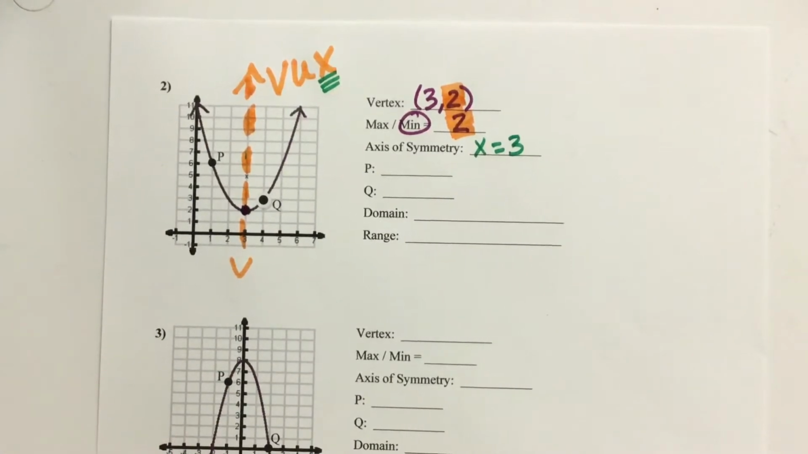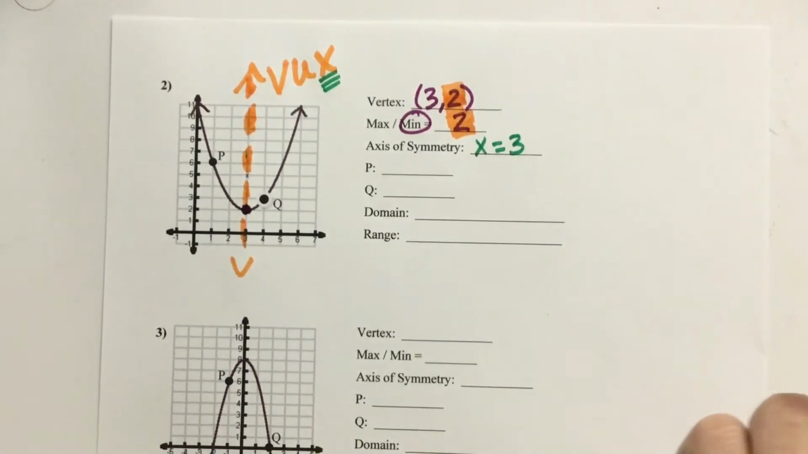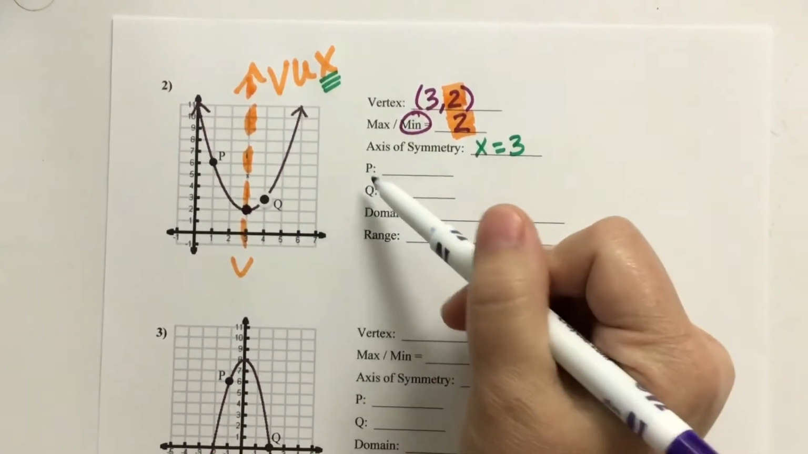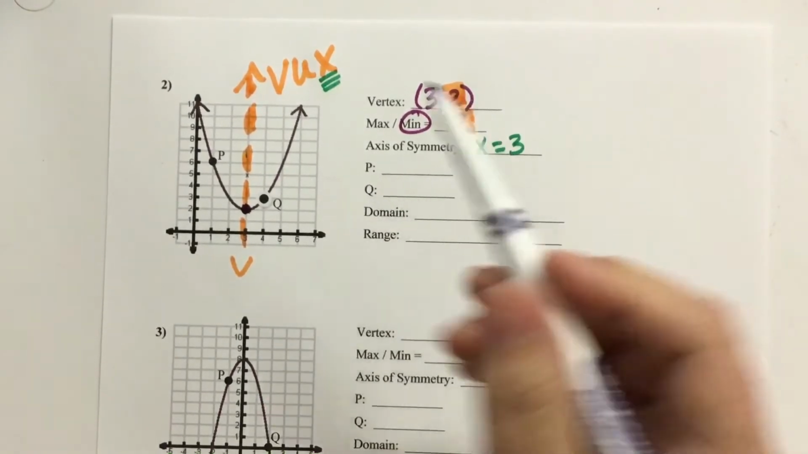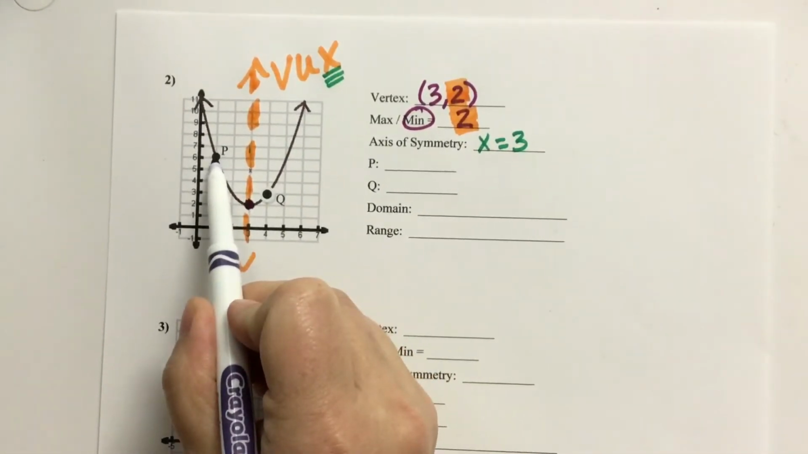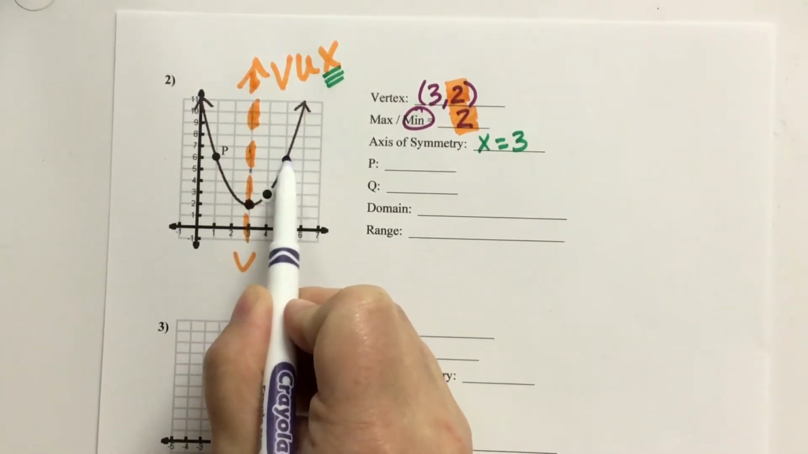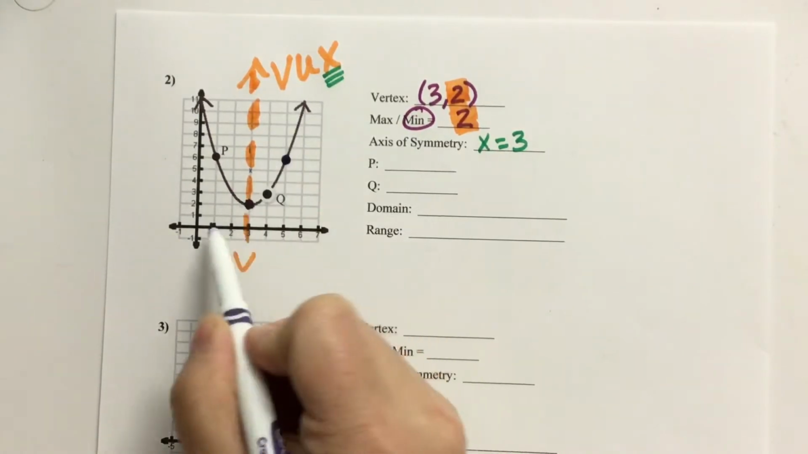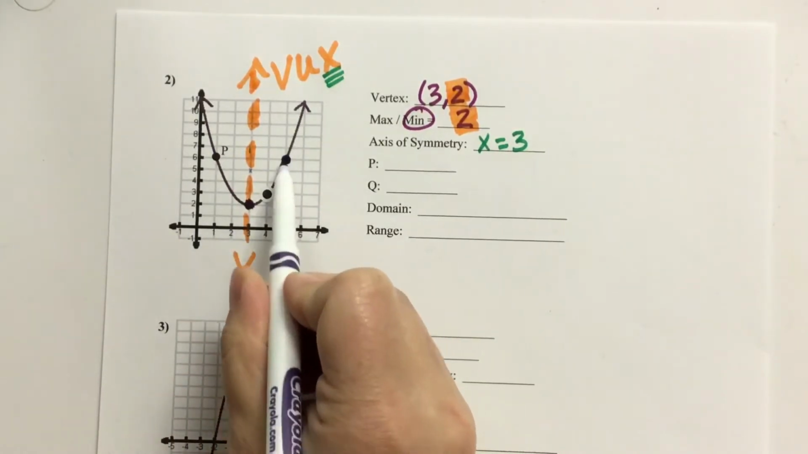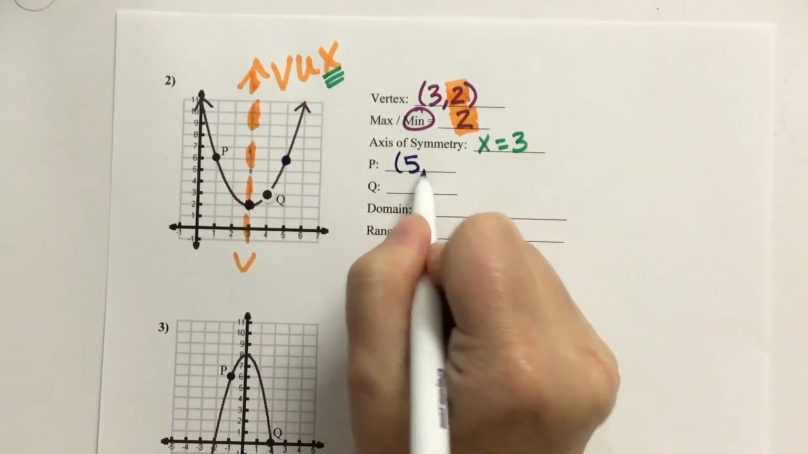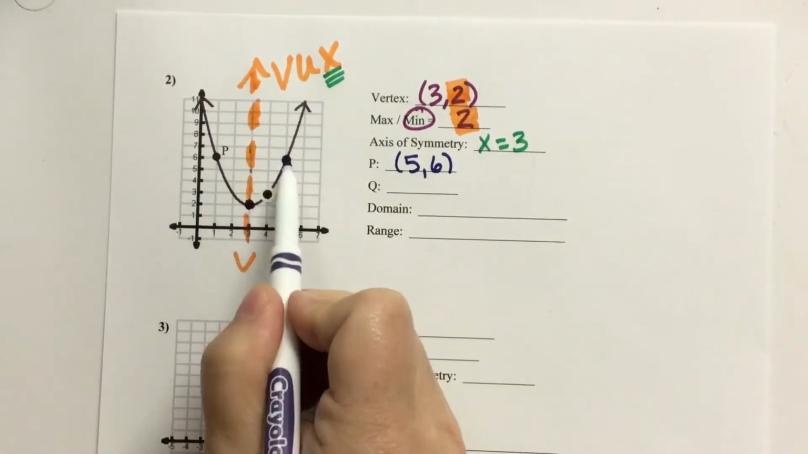Okay, so now I want to flip P and Q over the axis of symmetry to find their corresponding points or reflection points. So let's start with P. To get to the axis of symmetry, I have to go right 2, choop, choop. So I go right 2 again, choop, choop, to flip it. And this is where P would land. So you go right 5 and up 6. So that's the point (5, 6). That is P's corresponding point or reflection point.